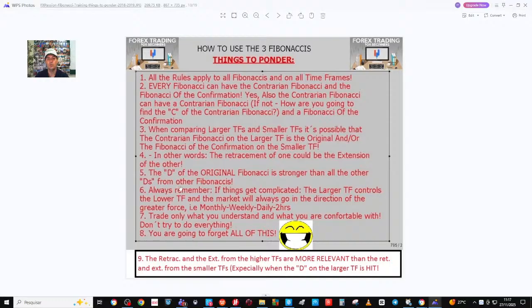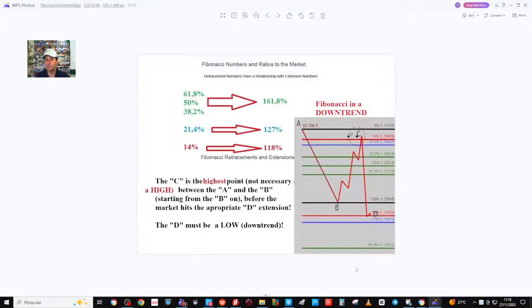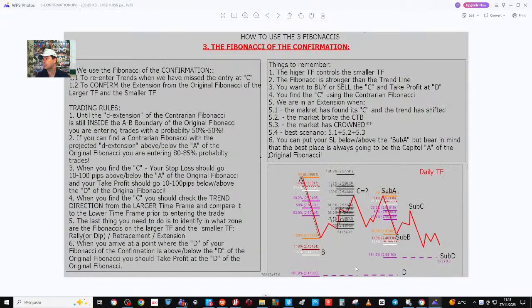Everybody, the capital D of the original Fibonacci is stronger than all the other D's from other Fibonacci, I mean the sub-D's. Always remember, if things get complicated, the larger time frame controls the lower time frame, and the market will always go in the direction of the greatest force. Monthly, weekly, daily, 2 hours. 7. Trade only what you understand and what you are comfortable with. Don't try to do everything. Number 8. Number 8 is the best one. You are going to forget all of this. It's too much information. And that was number 9. The retracement and the extension from the higher time frames are more relevant than the retracement and extensions from the smaller time frames, especially when the D on the larger time frame is hit. All right, everybody, study those pictures. Study those pictures, reread those pictures.